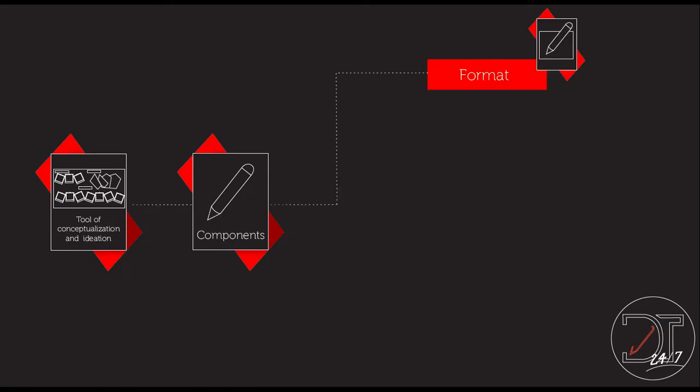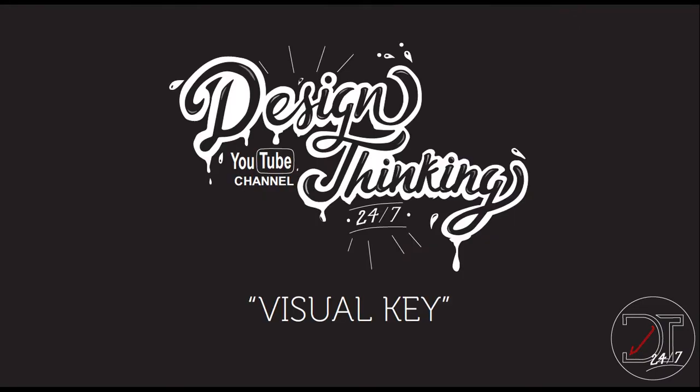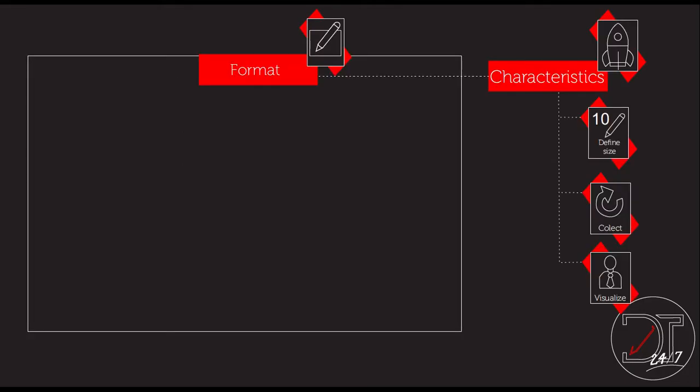The components are format, photos or illustrations, and analysis. So when you are going to start developing your visual key, the first thing is to choose your format. It can be analog or it can be digital. It's up to you. It's also very important that you define the size, because if you do it analog, you can use paper or any other kind of product like that. But if you want to do it digital, you have to choose something that is interactive and that allows the whole group to interact with it.